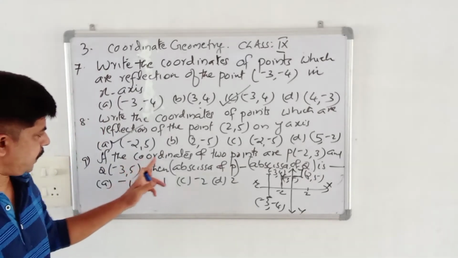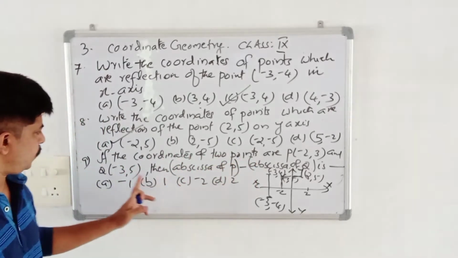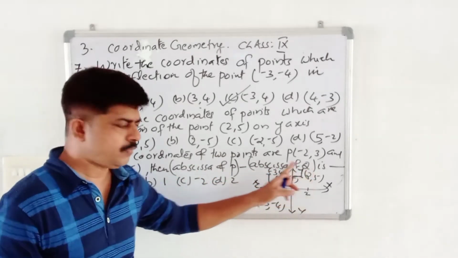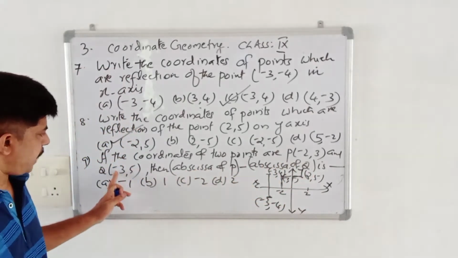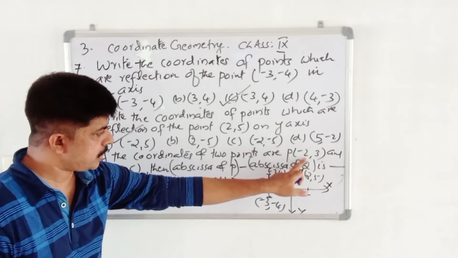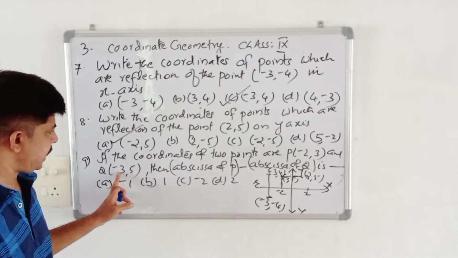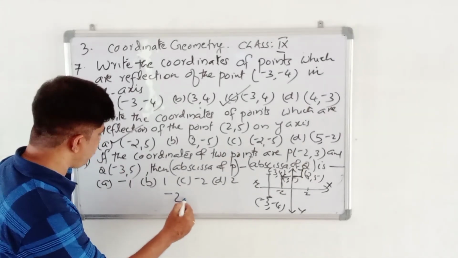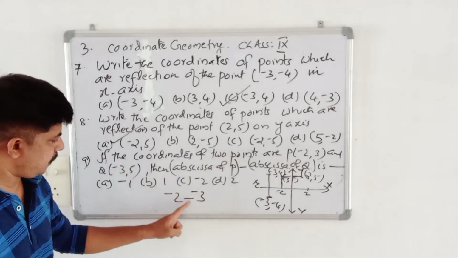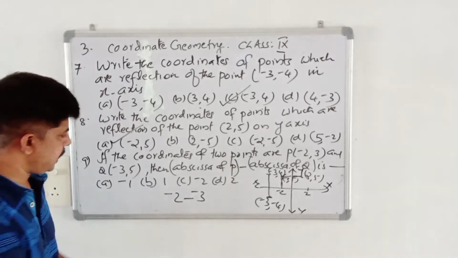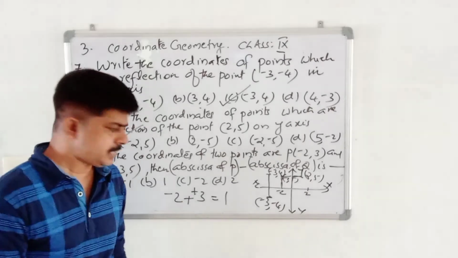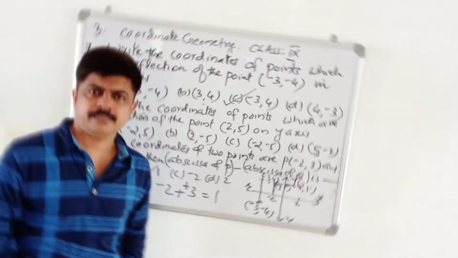Now we have our next question. If the coordinates of two points are P(-2, 3) and Q(-3, 5), then we have to find the abscissa of P minus the abscissa of Q. The x-coordinate is called the abscissa. Here the x-coordinate of P is negative 2, and here the x-coordinate of Q is negative 3. We find the difference: negative 2 minus (negative 3). Taking the additive inverse, we get the answer positive 1. Therefore, our answer is option B.